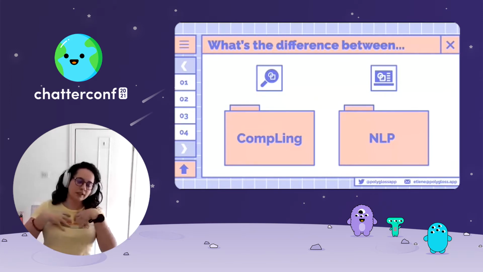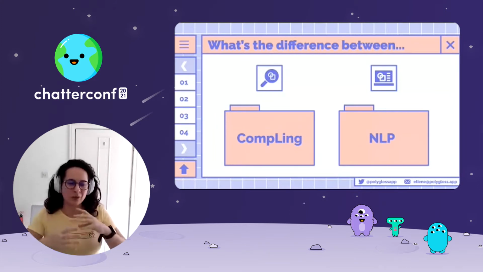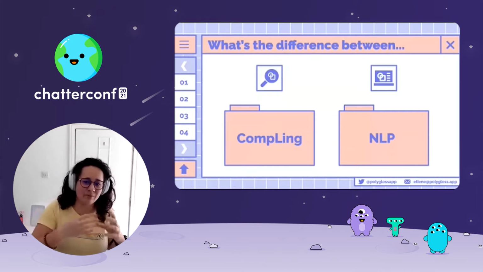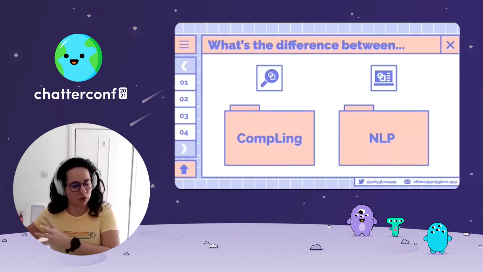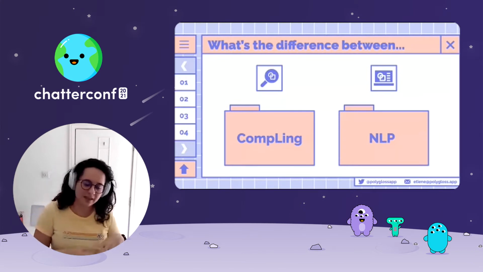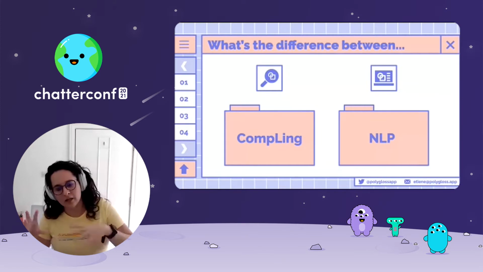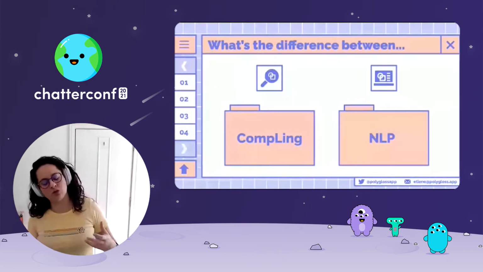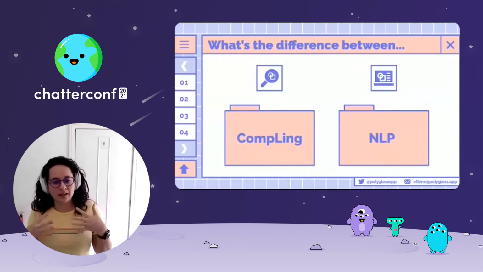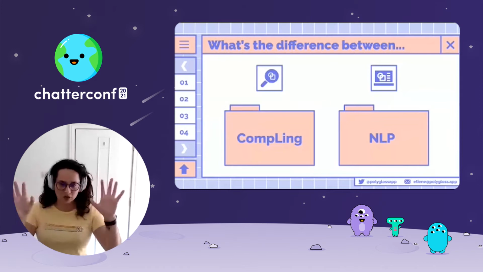Personally, sometimes I observe that computational linguistics can be a little bit more about using natural language processing, or NLP, tools for understanding more about language, whereas NLP could be more about using linguistic knowledge to create more tools. But both of these things need each other and they are used interchangeably. So if you see those two things in the wild, don't worry about it.